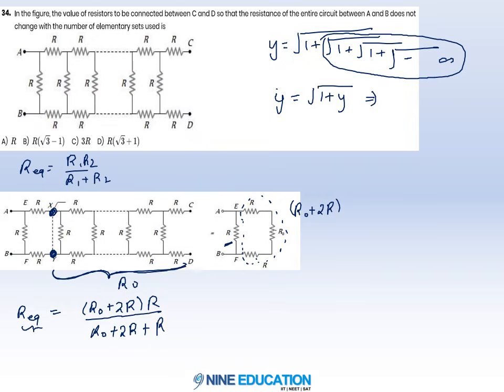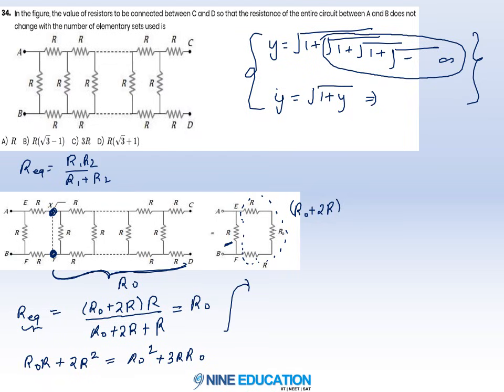We are assuming this as R naught. So is it the same branch? Yeah. So this is equal to R naught. Similarly, whatever we have done here, what we get from this is R naught times R plus 2R square equals R naught square plus 3R R naught. So equating this, we get one quadratic equation, R naught square plus 2R R naught minus 2R square equals 0.